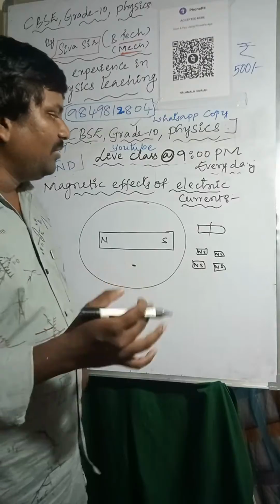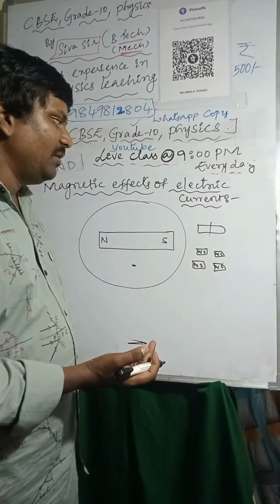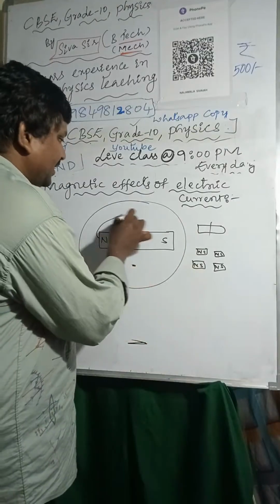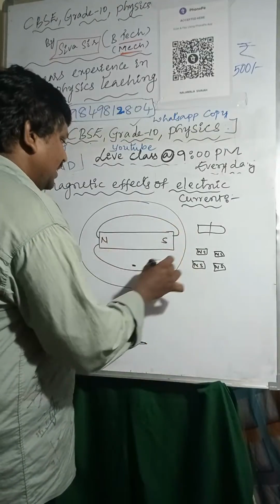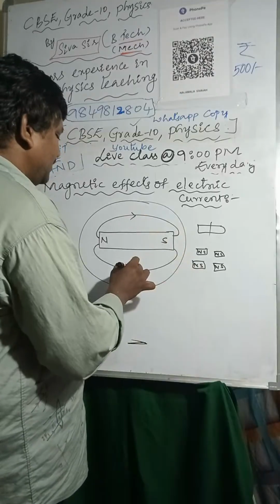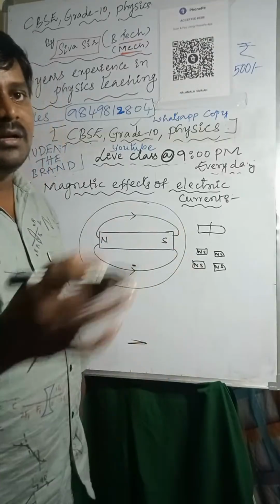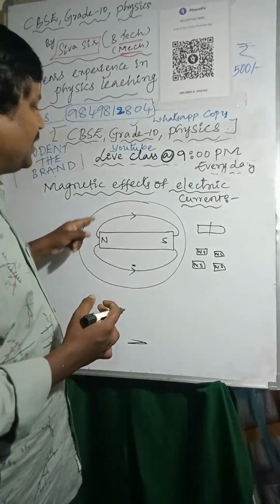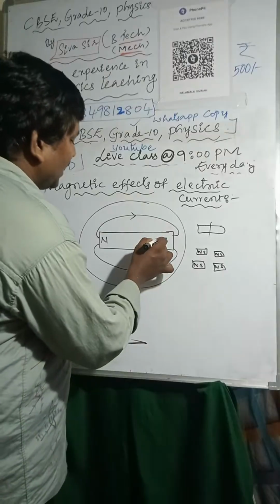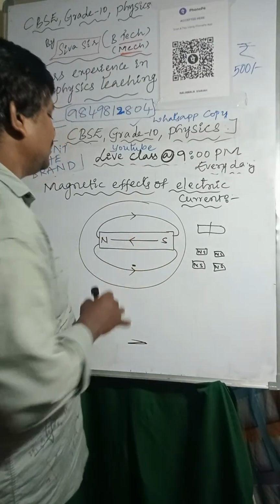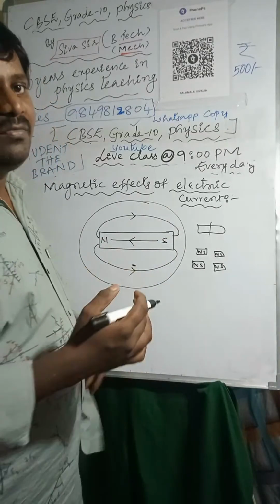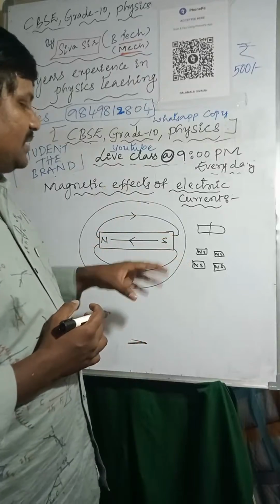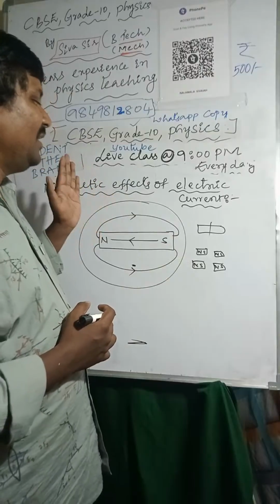The magnetic field will be in the form of field lines. How? The field lines will go from north to south. Around the outside of the bar magnet, the magnetic field will be north to south. Inside the bar magnet, the magnetic field will be south to north. So this is about the magnetic field and field lines.